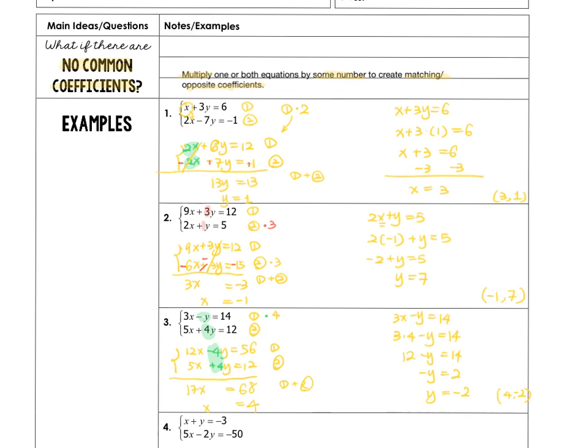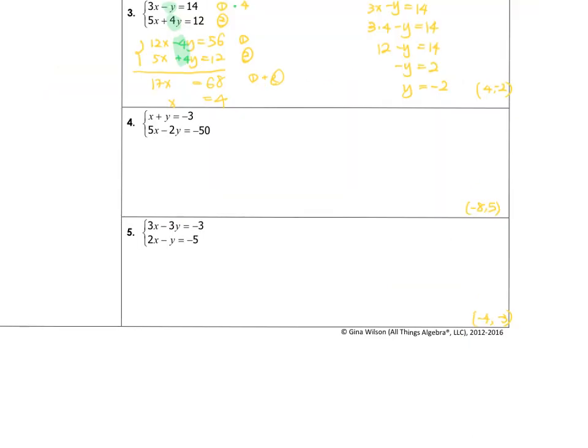Okay, so I demonstrated 3 problems. See if you can do number 4 and number 5 by yourself, and I'll put the answers up. Okay, if you've done these correctly, you should have negative 8, 5 for number 4, and negative 4, negative 3 for number 5.